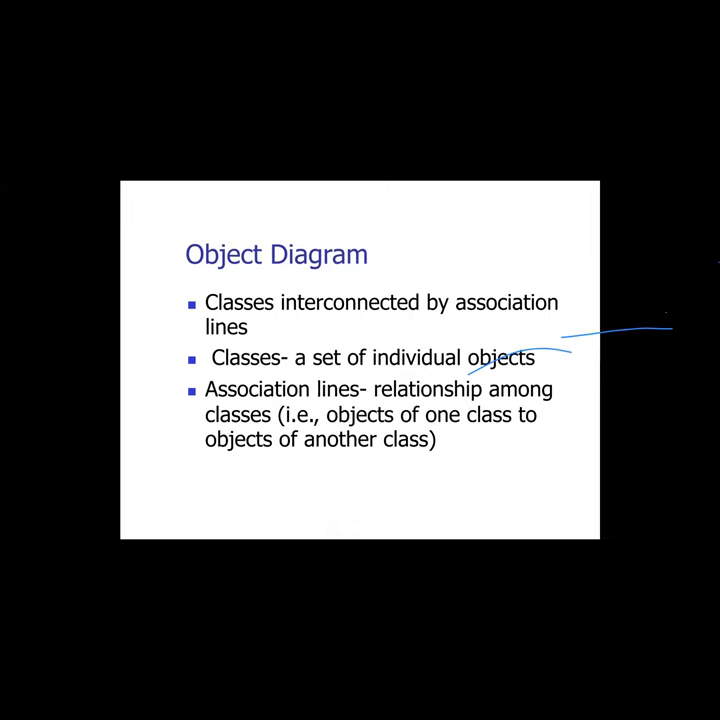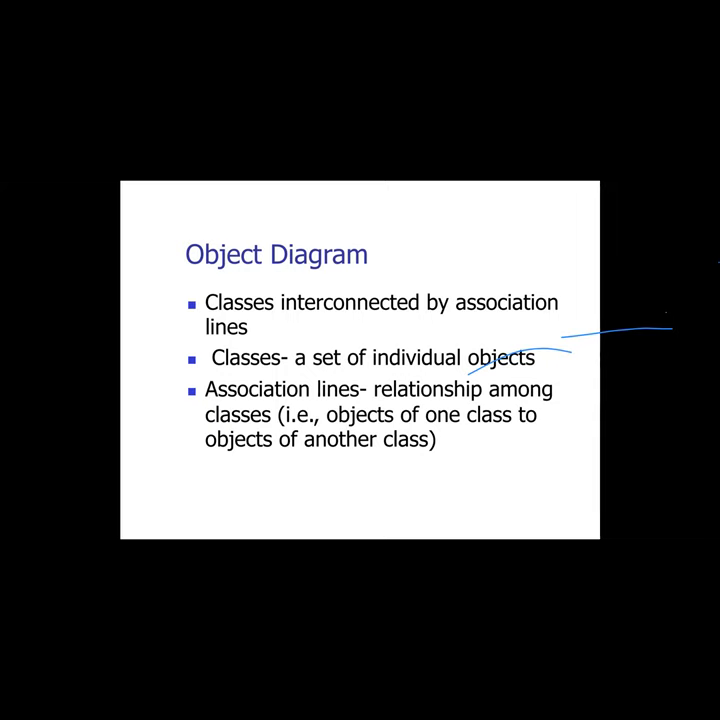So what does object diagram mean? We already discussed there are 9 diagrams in UML: class diagram, object diagram, use case diagram, sequence diagram, collaboration diagram, state chart diagram, deployment diagram, state machine diagram, and like that we have 9 diagrams. So what is the role of the object diagram? It represents the pictorial or graphical view of your objects. Classes are interconnected by association lines. So if you draw an object diagram, we'll have one object, another object, and all the objects will be mentioned. How one object is interacting with the other object should be clearly stated through the association line.